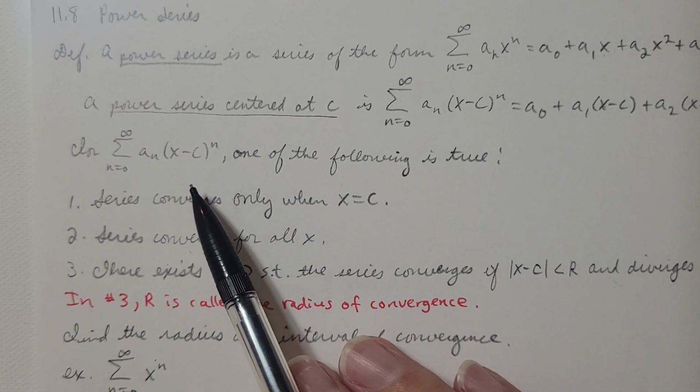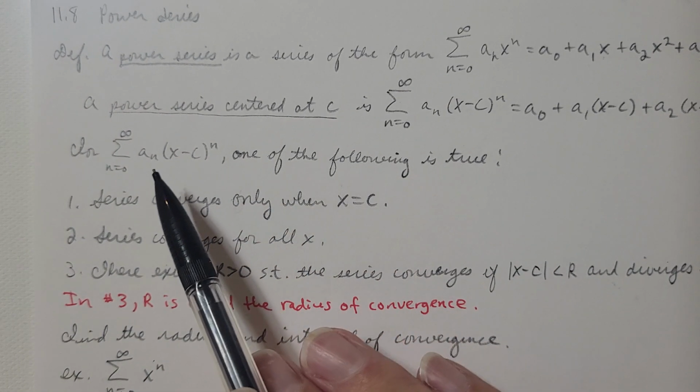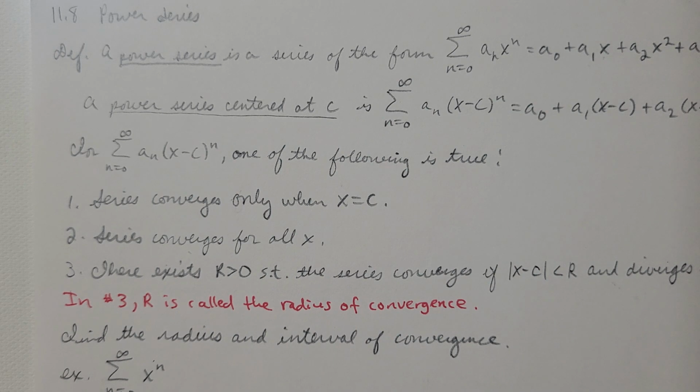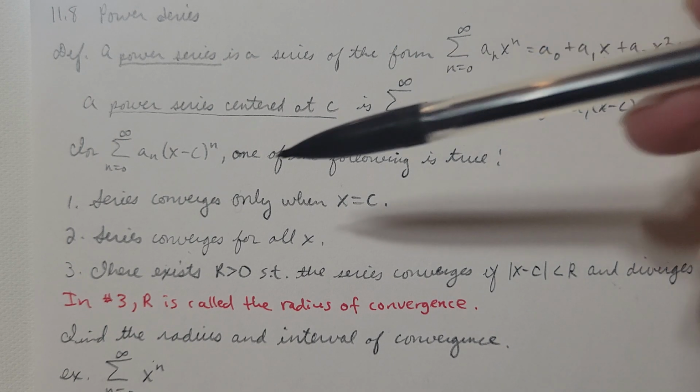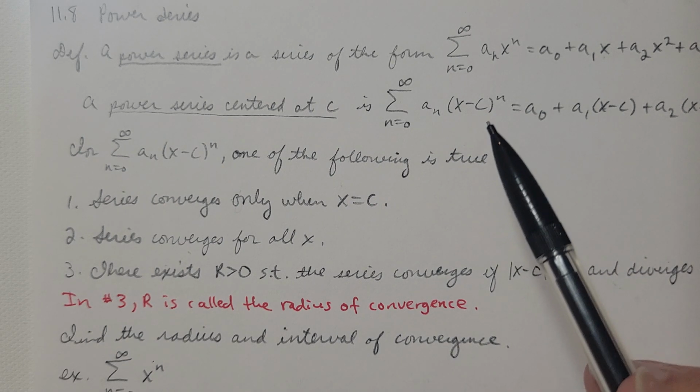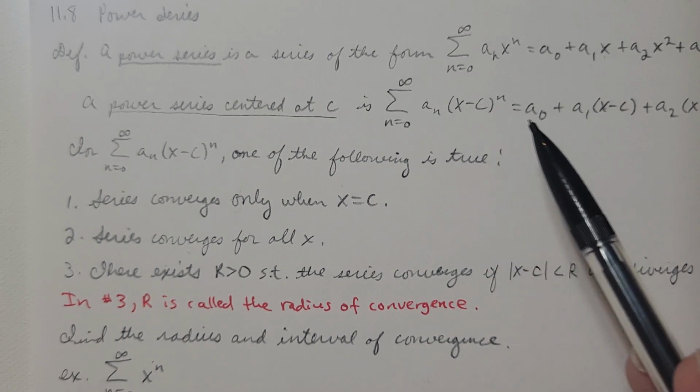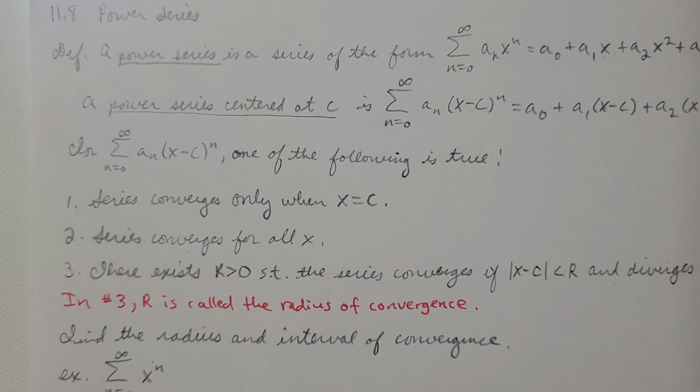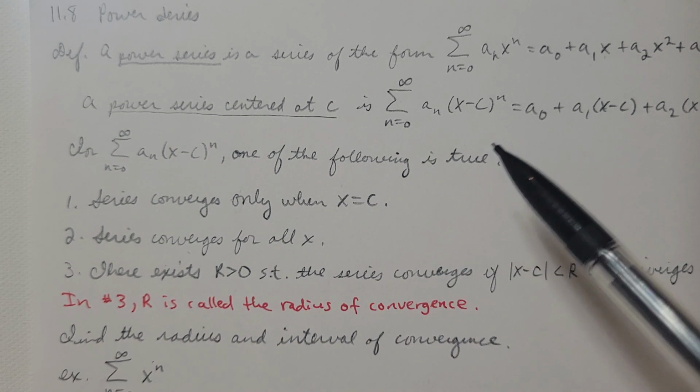Now for a power series centered at c, with the summation as n equals 0 to infinity of a sub n times x minus c to the n, one of the following has to be true. Number one, the series converges only when x is c. If x is c, then c minus c is 0, and 0 times anything is 0, so you're adding up 0 infinitely many times, and the grand total would be 0.